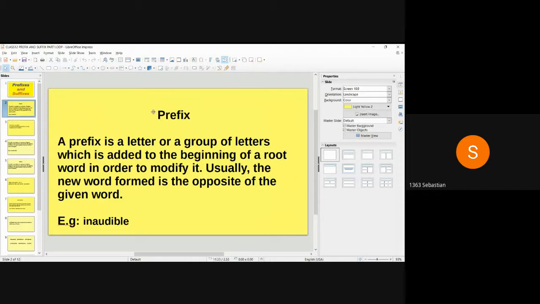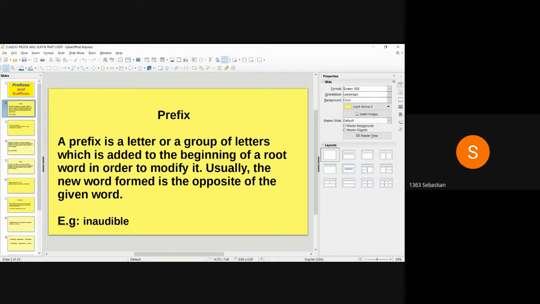Prefix definition. A prefix is a letter or a group of letters which is added to the beginning of a root word in order to modify it. Usually, the new word formed is the opposite of the given word. Example, inaudible.